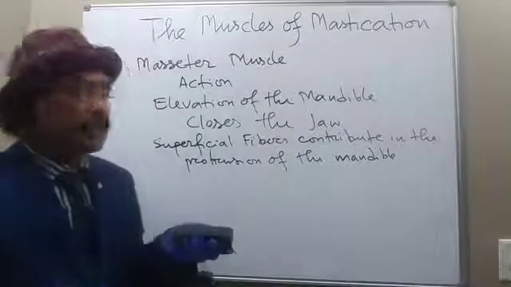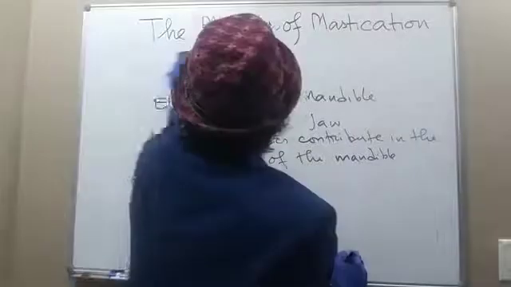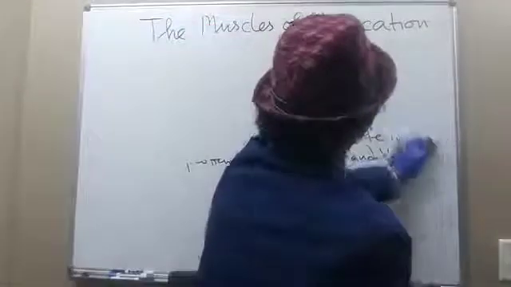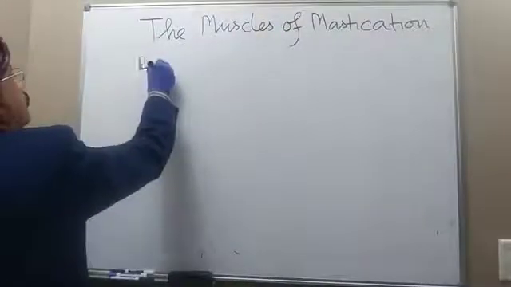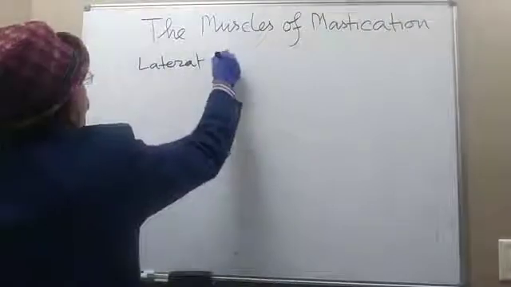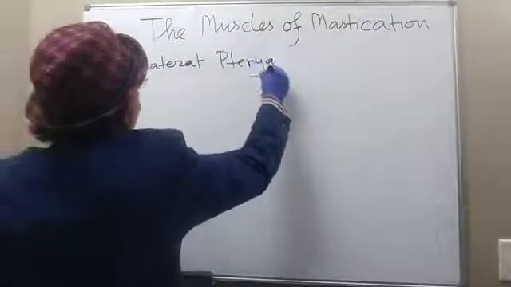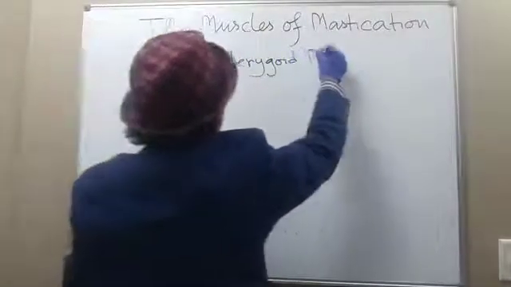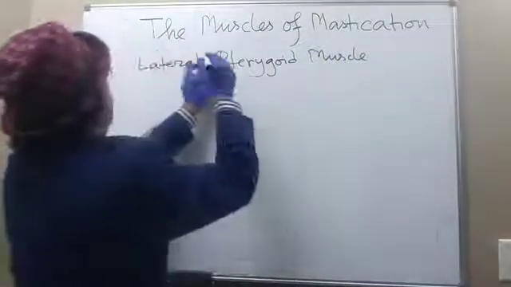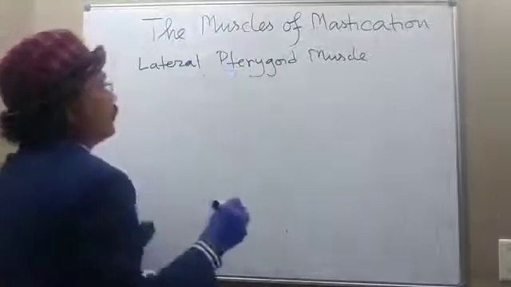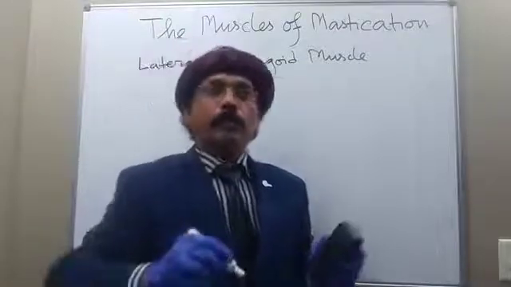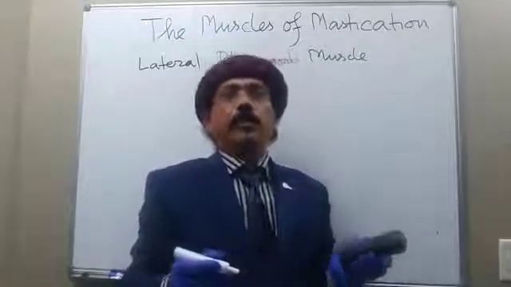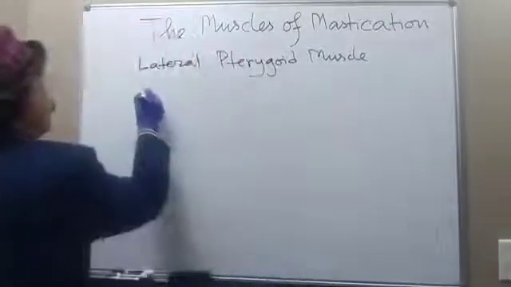Now we go to the lateral pterygoid muscle. Okay, lateral pterygoid muscle. You can easily remember the lateral pterygoid muscle. It is related to the pterygoid plate, the lateral pterygoid plate. Its origin is from the lateral surface of the lateral pterygoid plate.